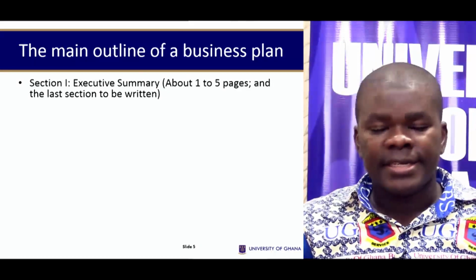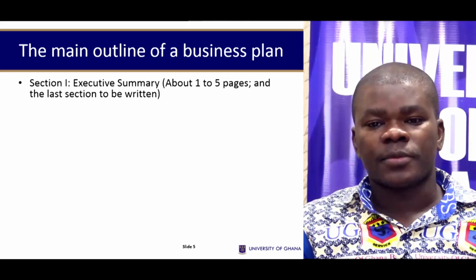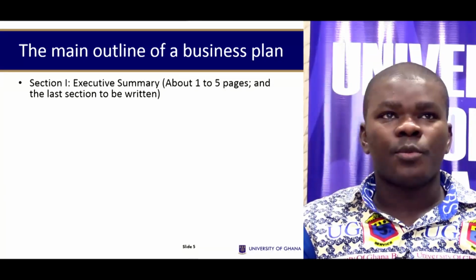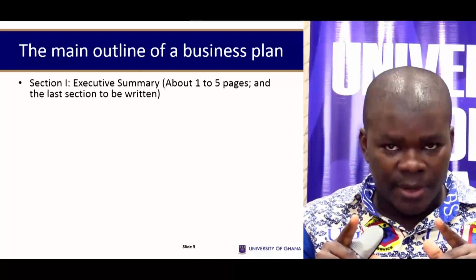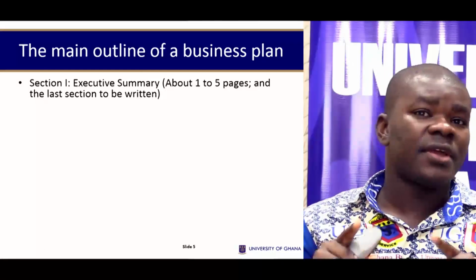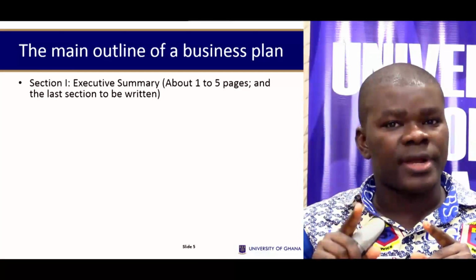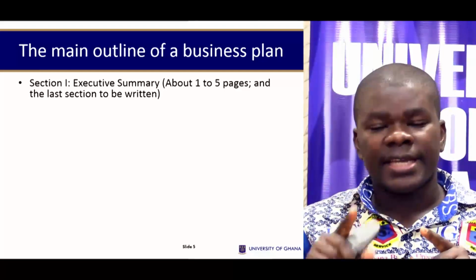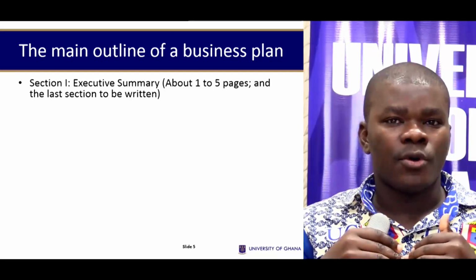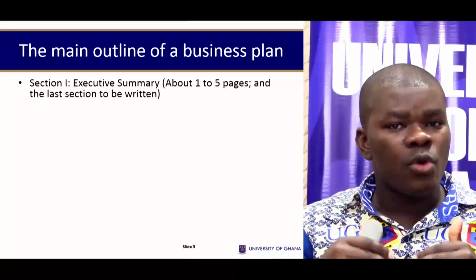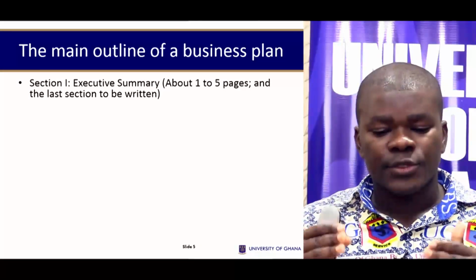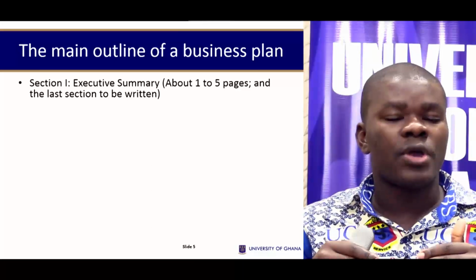So these are the various components of the business plan. The first component of the business plan is the executive summary. Now, the executive summary is very interesting. It's the first component, and yet it is the very last thing that you write about your business. The executive summary is much more tailored to whoever your audiences are. So if you're writing an executive summary, you should know who you are writing to.